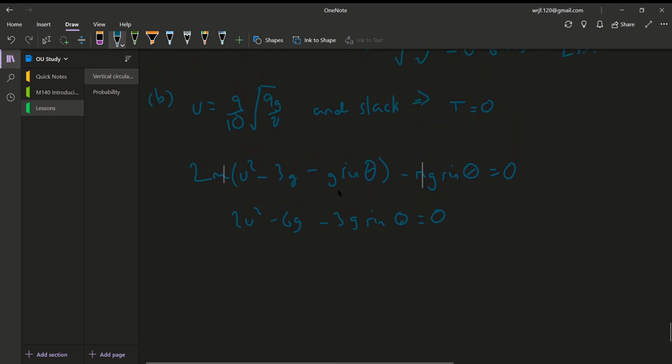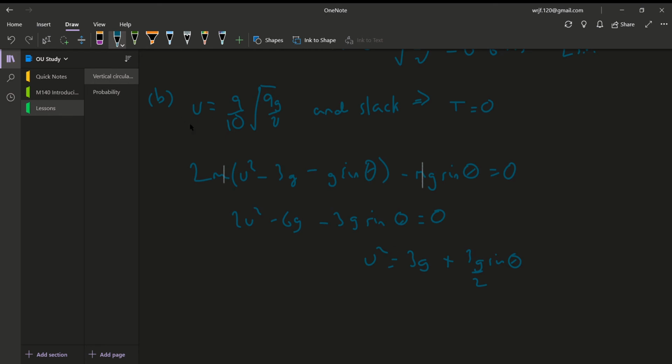Let's just rearrange that one more step and get u squared out from it. So u squared is going to be equal to 3g plus 3g sine theta over 2, or 3 over 2 g sine theta, or however you want to think about that one. Let's have 3g over 2 there and times sine theta.